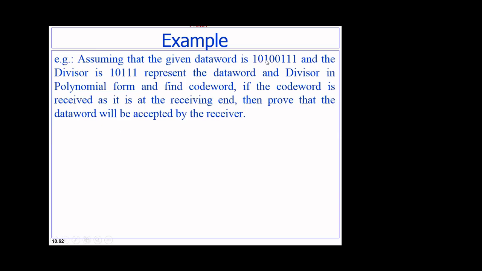Now, what is the polynomial form? 1010011 is nothing but 1 plus x square plus x to the power 5 plus x to the power 7. And what is the divisor? It is nothing but 1 plus x square plus x to the power 3 plus x to the power 4.